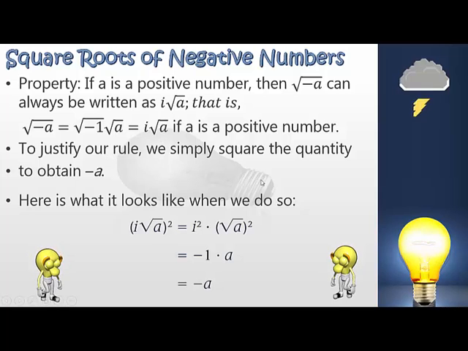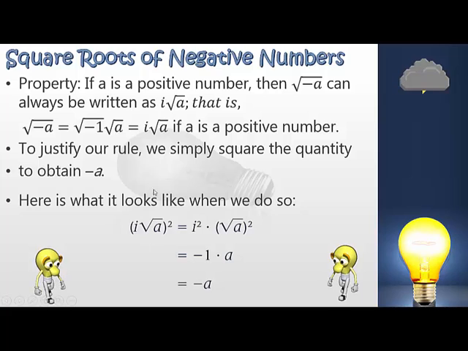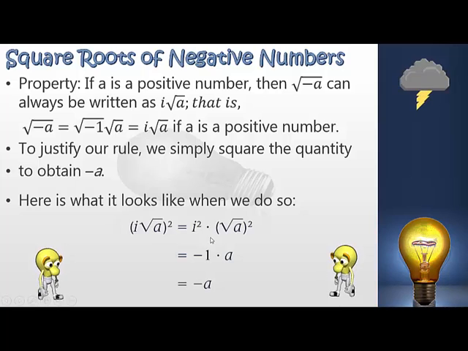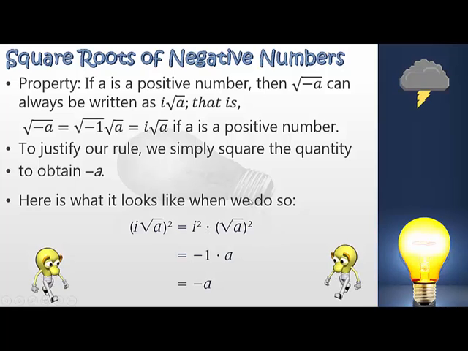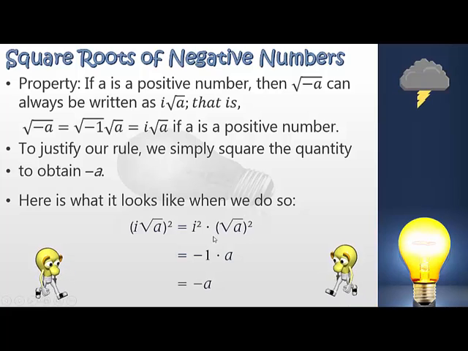So to justify our rule, we simply square the quantity square root of negative a. So for example, here is what it looks like when we do that. So i squared, remember we said i squared was equal to negative 1. So we're going to square this whole quantity, and we said i squared is equal to negative 1. And here is our other part. Now remember when we said the square root of a squared will be a itself, and then ultimately we get negative a.